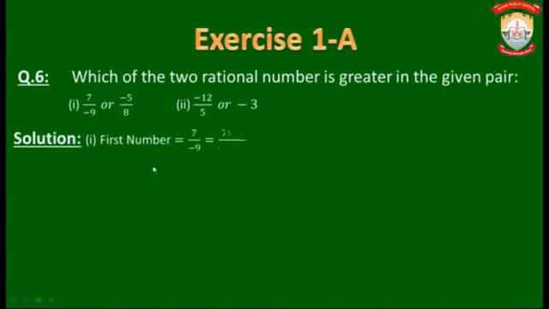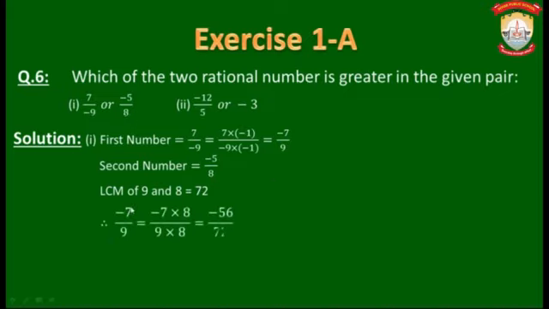So here we will multiply minus 1 with 7 and minus 9 to make the denominator positive. Thus we get minus 7 upon 9. Now the denominator of the second rational number is already positive, so no need to do anything with that. Now in the second step we have to find the LCM of both the denominators. So the LCM of 8 and 9 is 72.